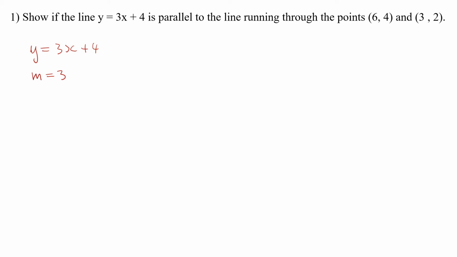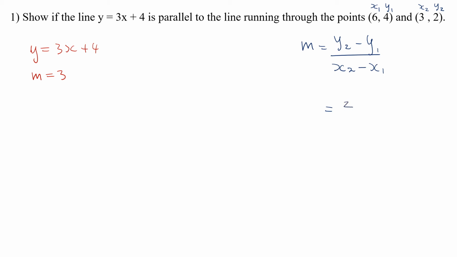The question is they want us to show that this line is parallel to the line running through the points (6, 4) and (3, 2). So all we need to do now is find the gradient of the line running through these two points. We already know how to find the gradient when given two points. We did that two days ago on Monday. If you haven't seen that video, just go back and take a look. To find the gradient when given two points, we do m = (y2 − y1) / (x2 − x1). Let me identify these values: let's use 6 as x1, 4 as y1, 3 as x2, and 2 as y2.